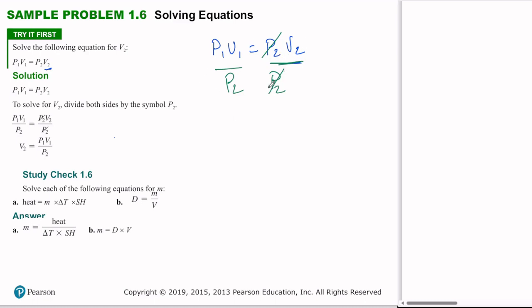We can reverse it and since these are equal, V2 is equal to P1 times V1 divided by P2. We can just put it on the other side of the equation and put the P1 V1 over P2 on the right side. So we can just move V2 to the left and P1 times V1 over P2 to the right because they're equivalent, and so we can swap them around.